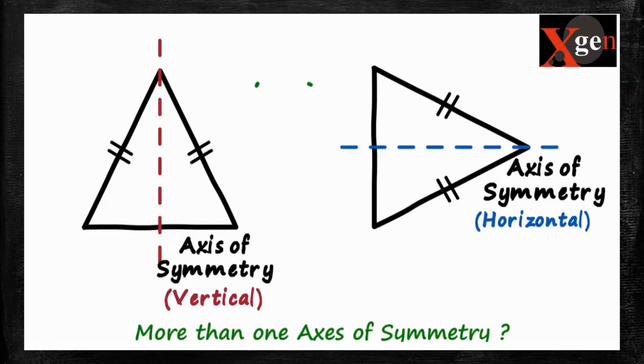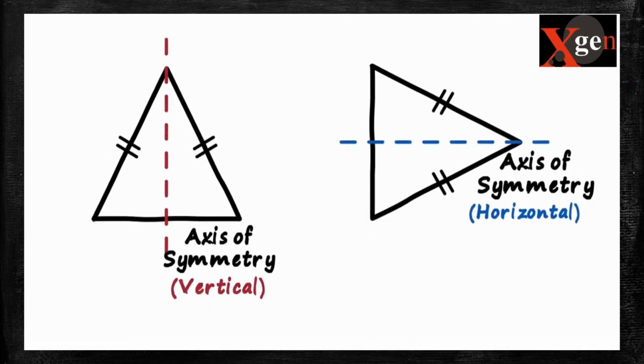If you look at just these two triangles, you would probably say no, because there is no other line which can divide these triangles into two parts that match exactly. But the correct answer is that a shape can have more than one axis of symmetry.